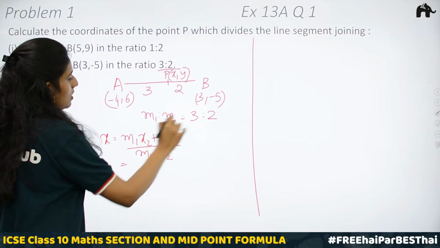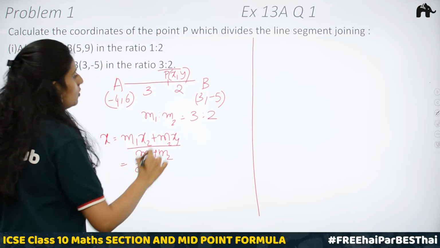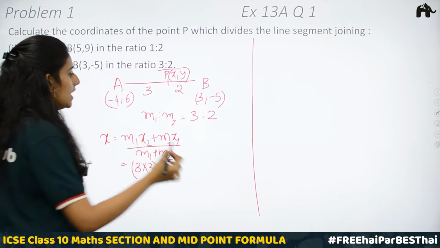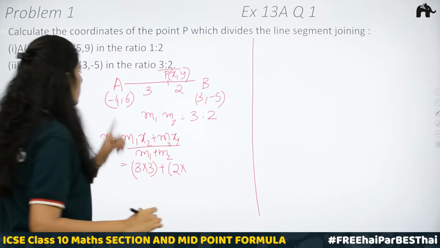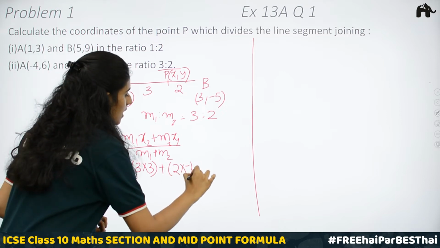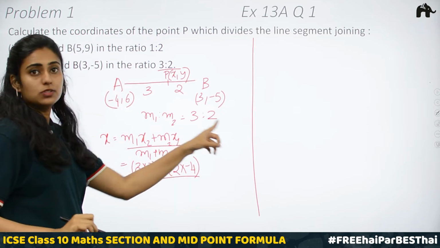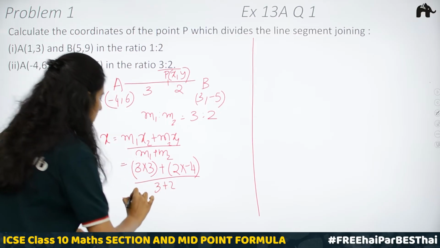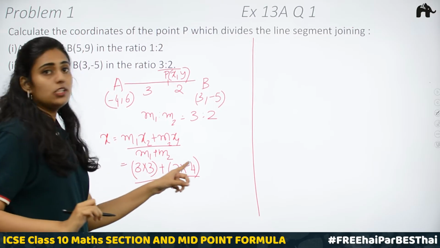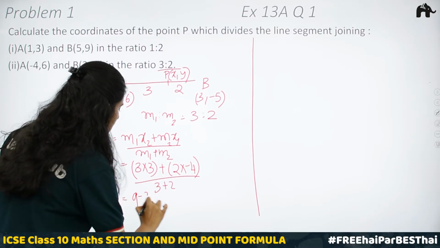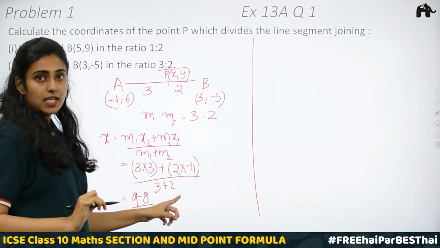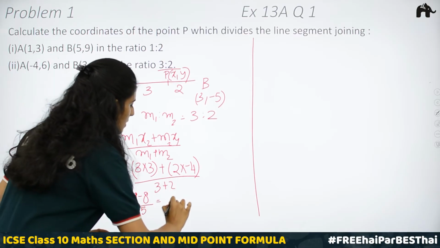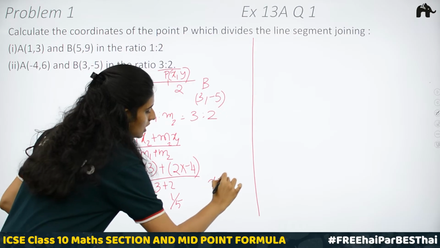M1 x2. Here what is M1? M1 is 3. 3 into x2 is 3, plus M2 x1. M2 is 2 and x1 is equal to minus 4, divided by M1 plus M2, 3 plus 2. That is equal to 3 into 3, 9, plus 2 into minus 4 is minus 8, divided by 3 plus 2 which is 5, equal to 1 by 5. X coordinate is equal to 1 by 5.